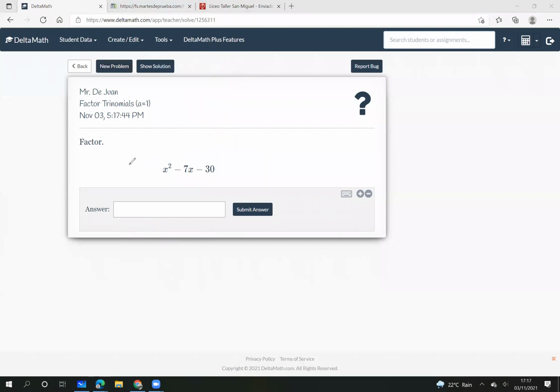Okay. Same thing. We know that it's x squared, which is created by x times x. So what number is going to go here? Well, we know that the numbers we're looking for, negative 30 is going to have to be a positive number and a negative number. So plus 10 and negative 3, but also negative 10 and positive 3, and positive 6 and negative 5, positive 5 and negative 6.